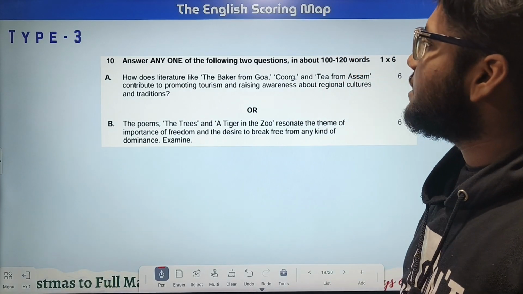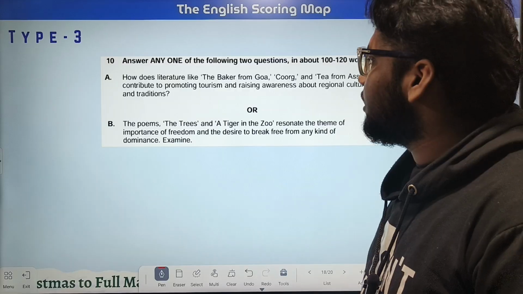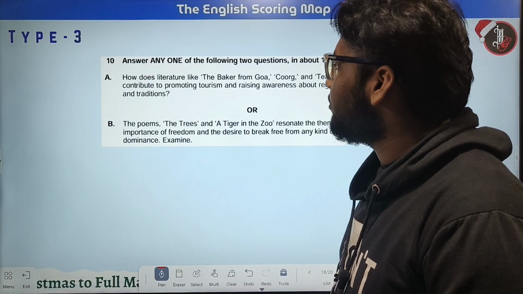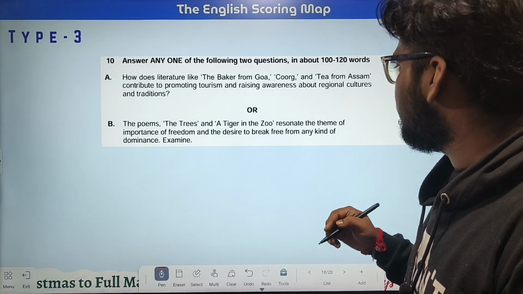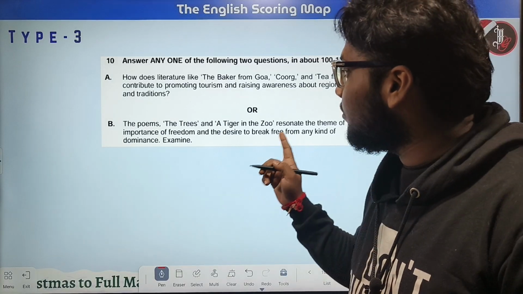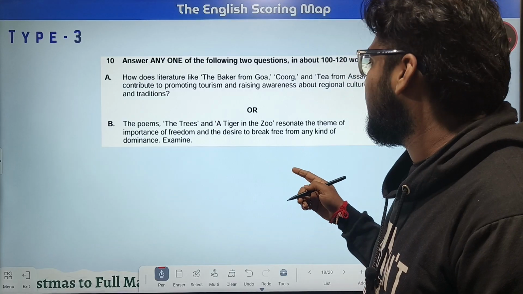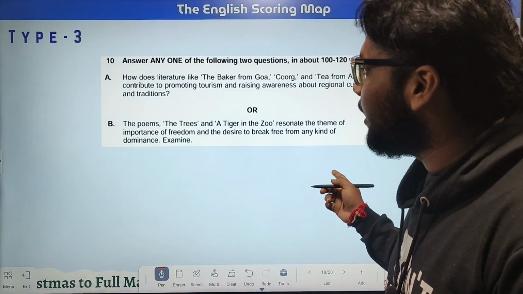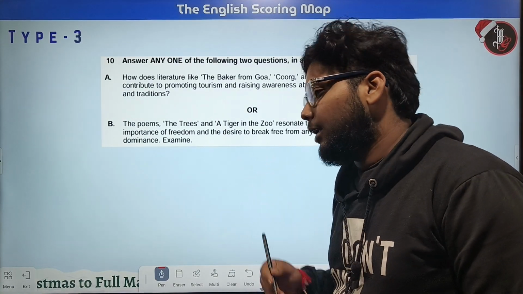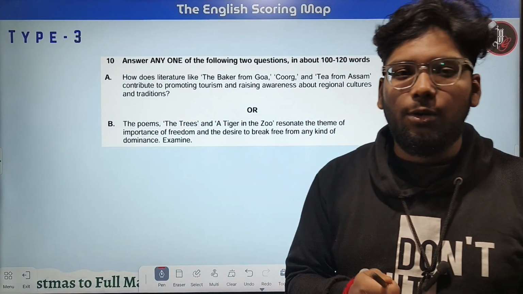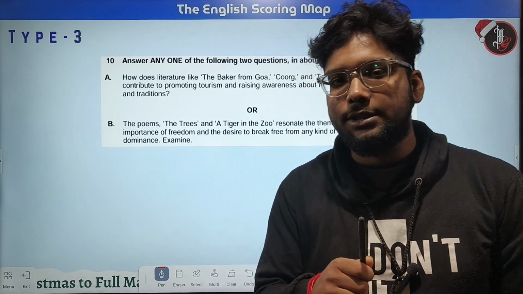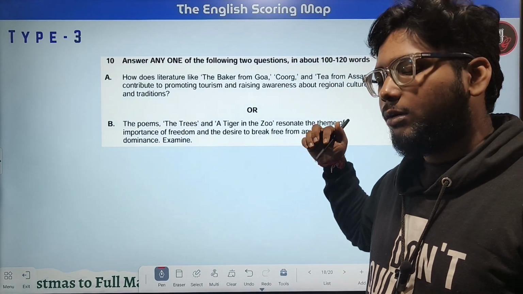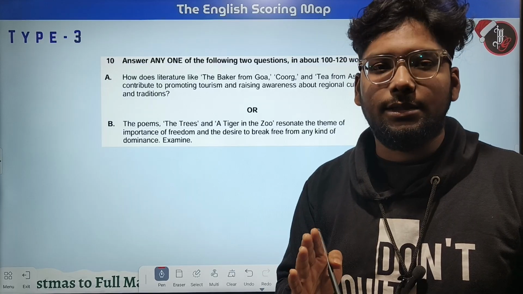The first question is from prose actually, and the second question from poetry. The poems "The Trees" and "The Tiger in the Zoo" resonate the theme of importance of freedom and the desire to break free from any kind of dominance. Examine. Now this is a very good and a very interesting question. I hope a lot of students who have seen all the previous slides will be able to answer this question.